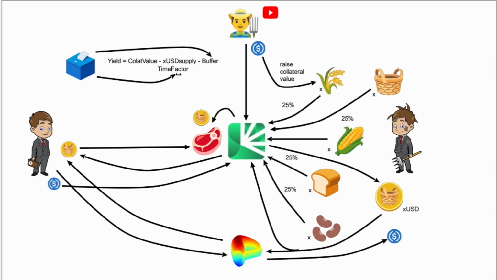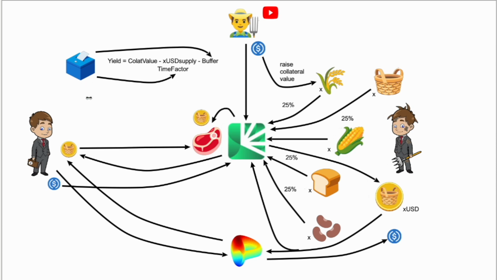Okay, so it's the buffer, and then the time factor is how fast this yield, because this yield will come in a chunk, right? And then it won't just immediately be turned into xUSD. It'll stream into the staking contract. So the time factor will slow it down or speed it up.